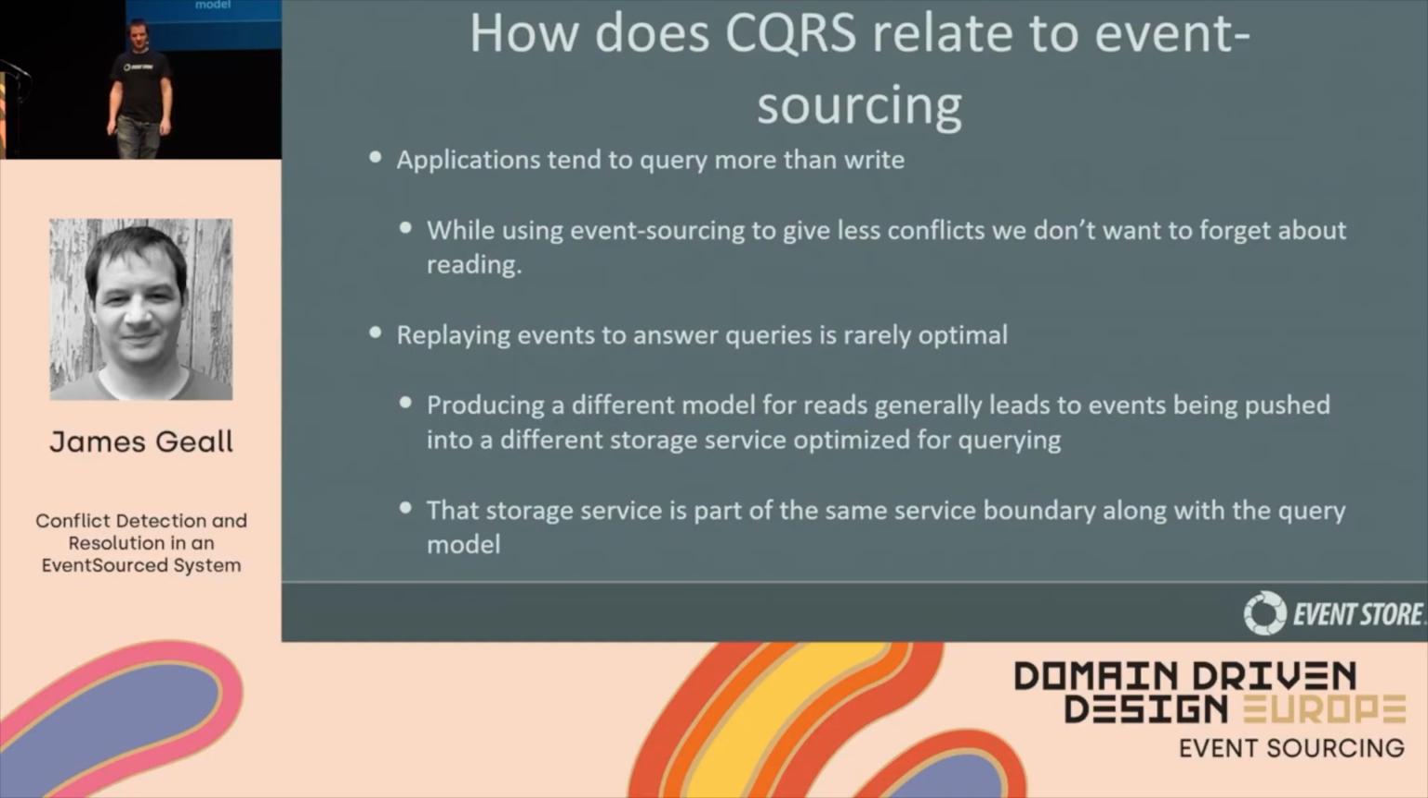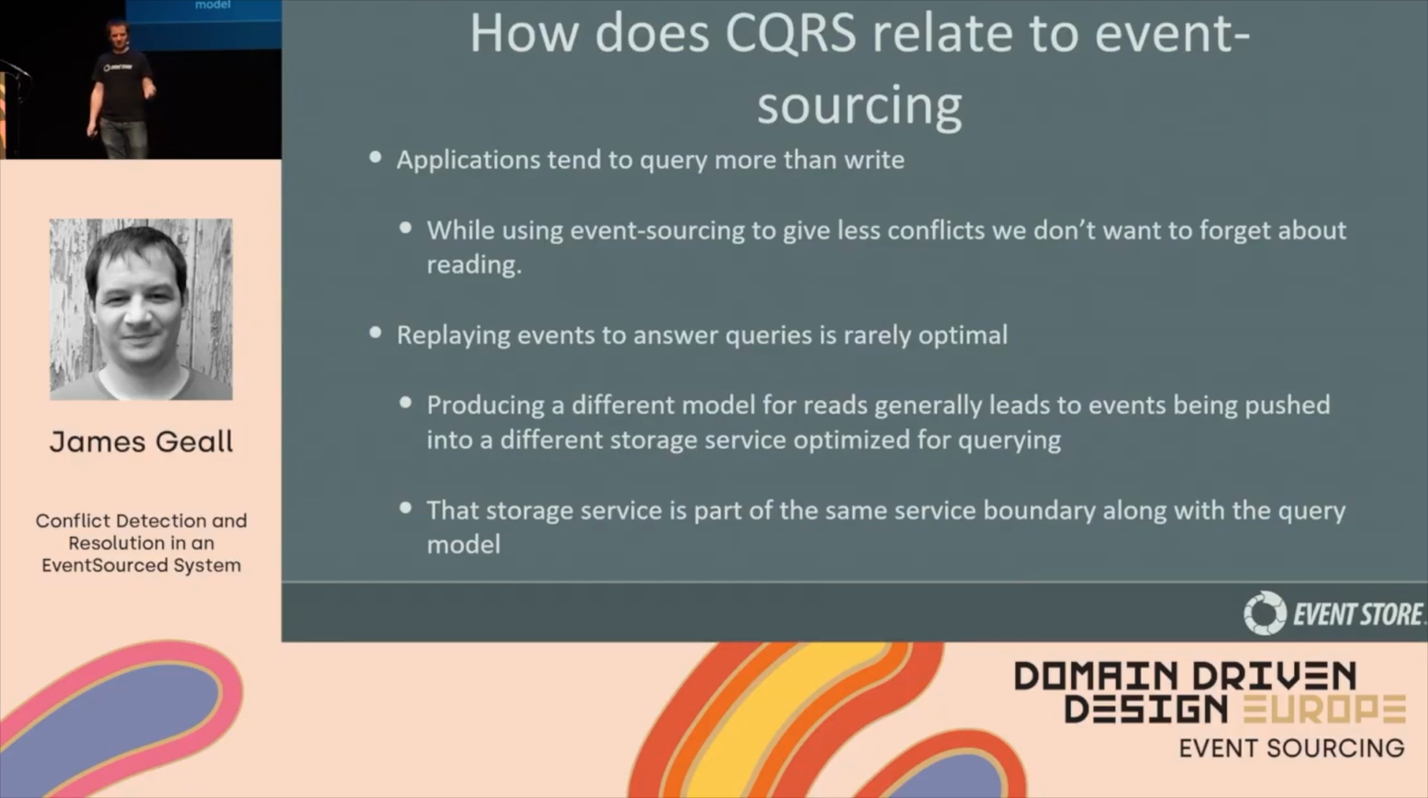How does CQRS relate to event sourcing? Applications tend to query more than they write. We use event sourcing to give us fewer conflicts, but that's the write side, so we don't want to forget about the reading side. So CQRS deals with the fact that replaying events to get the answer to "give me all the customers whose first name is James" is probably a really bad idea. Read every event you've ever written to see if it says the customer's name was James or has been changed to James. That's a lot of events to read to answer a fairly simple query.